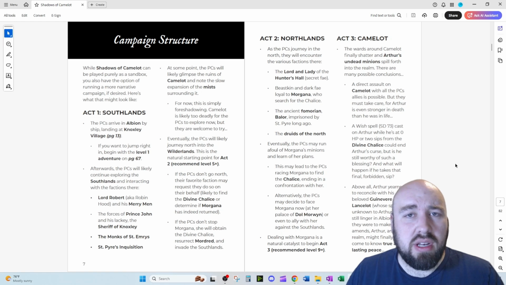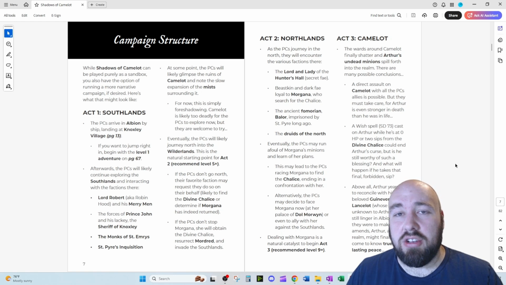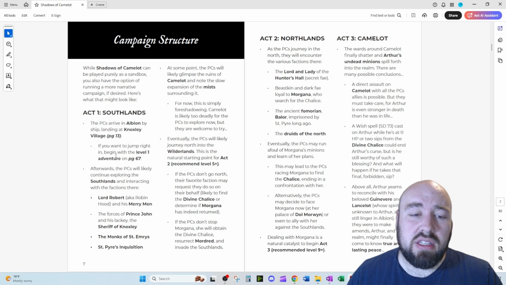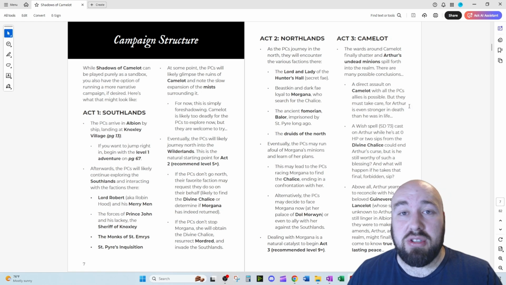All right, so Act 1 starts in the Southlands of Albion, and the campaign assumes that you're going to be starting in the village of Noxley. Now, you can definitely hang around in Noxley for a little bit, talk to some of the locals, get a feel for what's going on, or if you just want to jump right into the action, you can start with the level 1 adventure, Tomb of the Headless Knight. And there is a link that will take you directly there if you want to skip to that section.